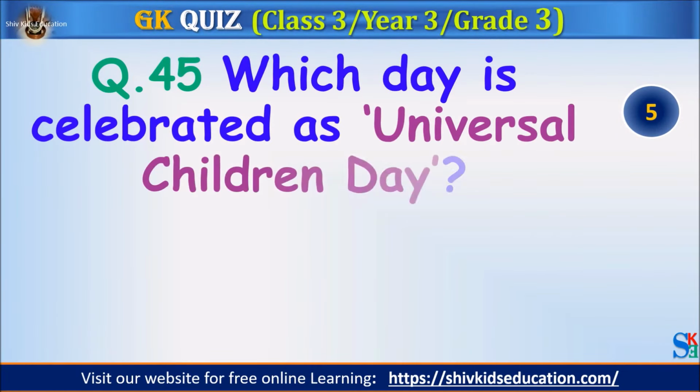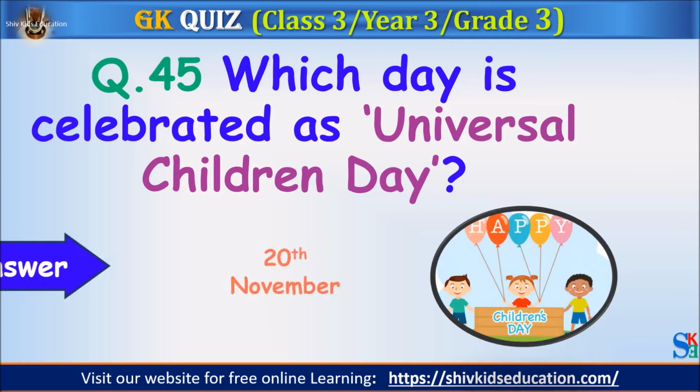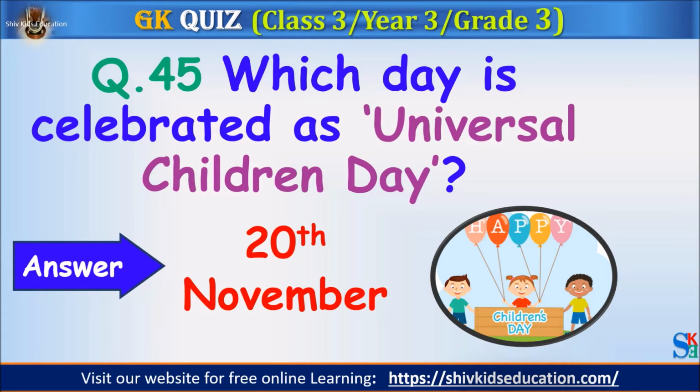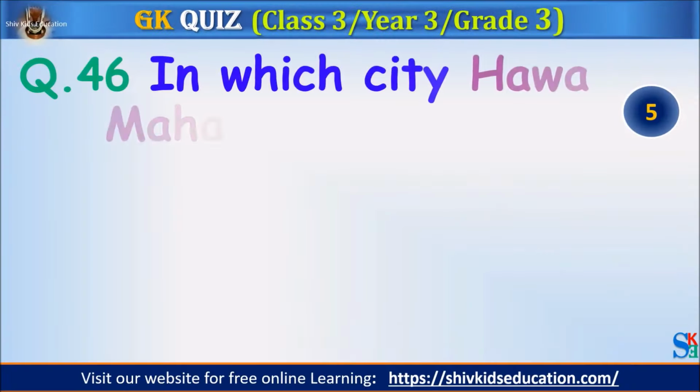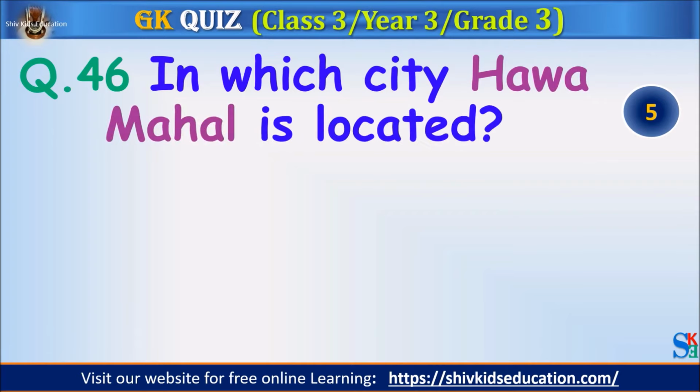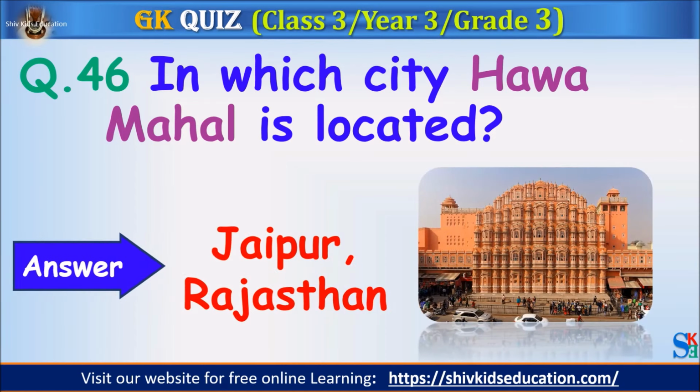45. Which day is celebrated as Universal Children's Day? Your time starts. The answer is 20th November. 46. In which city Hawa Mahal is located? Your time starts. The answer is Jaipur in Rajasthan.